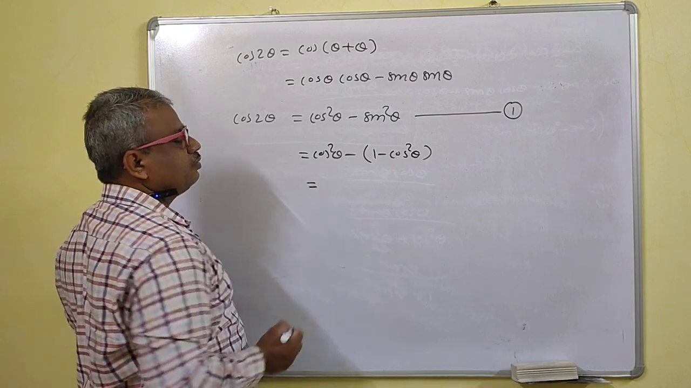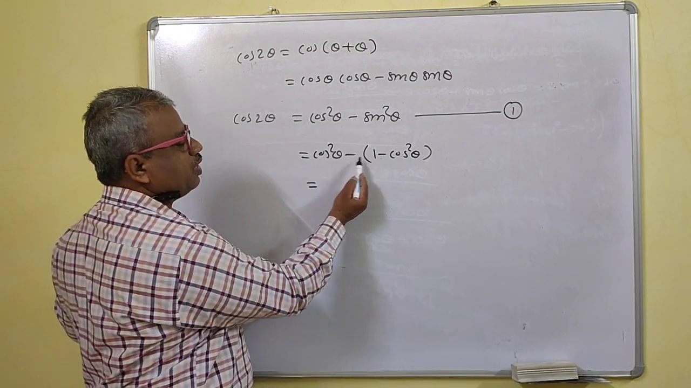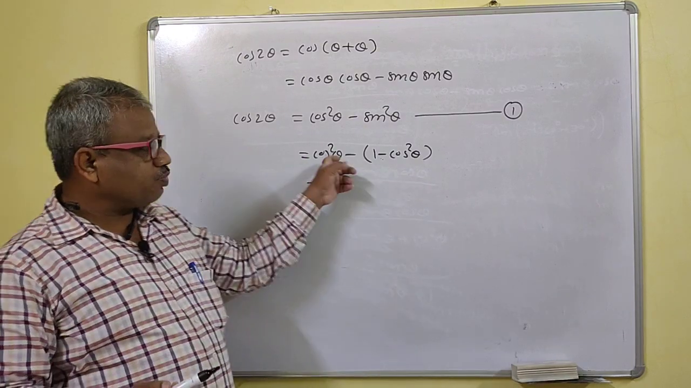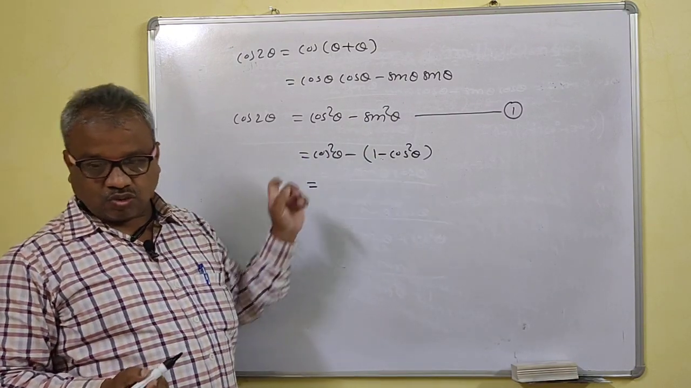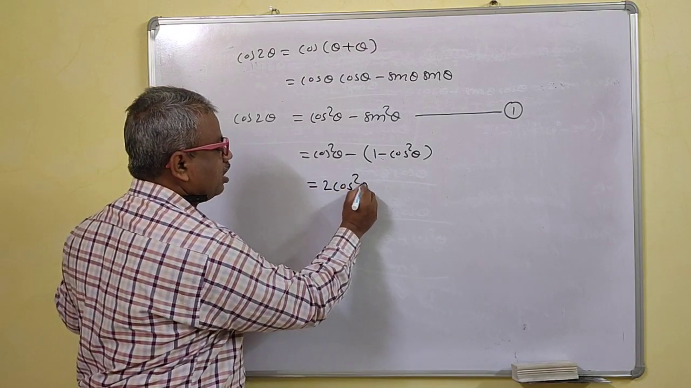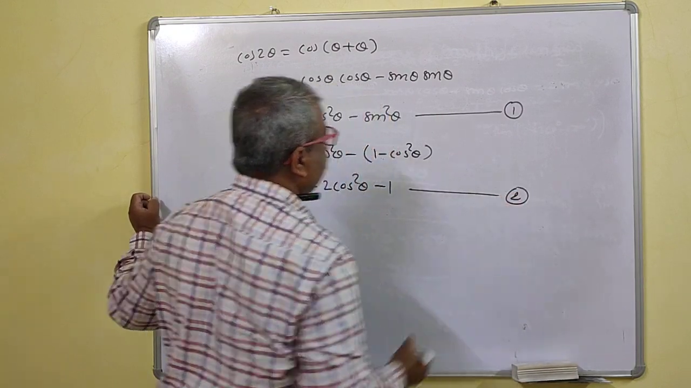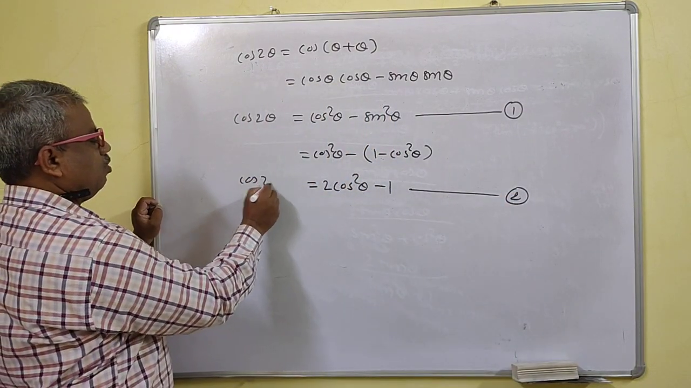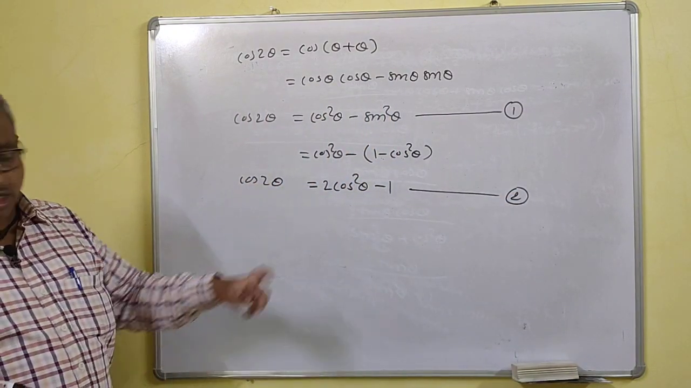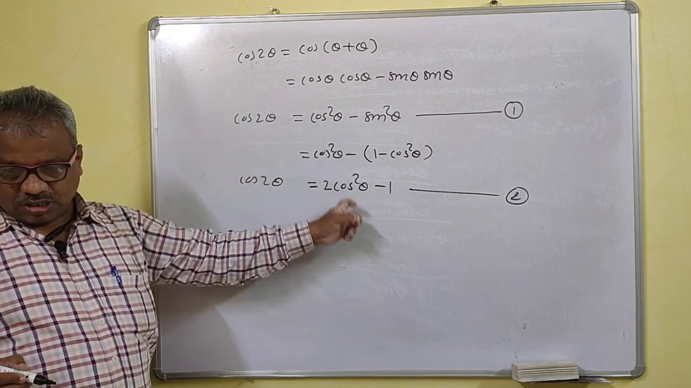Minus minus becomes plus, so cos square theta plus cos square theta is 2 cos square theta. So this is 2 cos square theta minus 1. This is the second formula for cos 2 theta, in terms of only cos. Here, the first was in terms of both sin and cos.